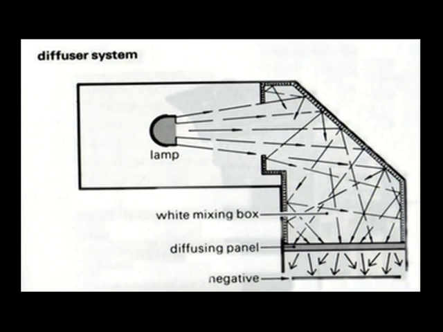On the other hand, in a diffuser type enlarger, the light source is diffused by use of a plastic or translucent sheet. As a result, the prints that we get from this kind of enlarger are evenly illuminated and almost like the ones that we get from a contact print.